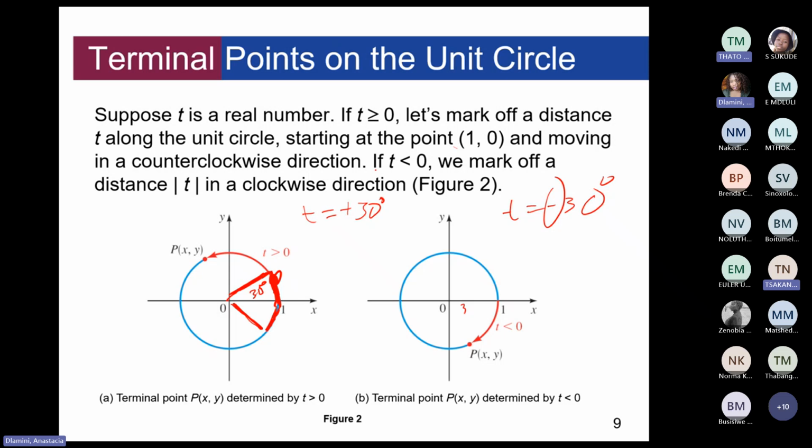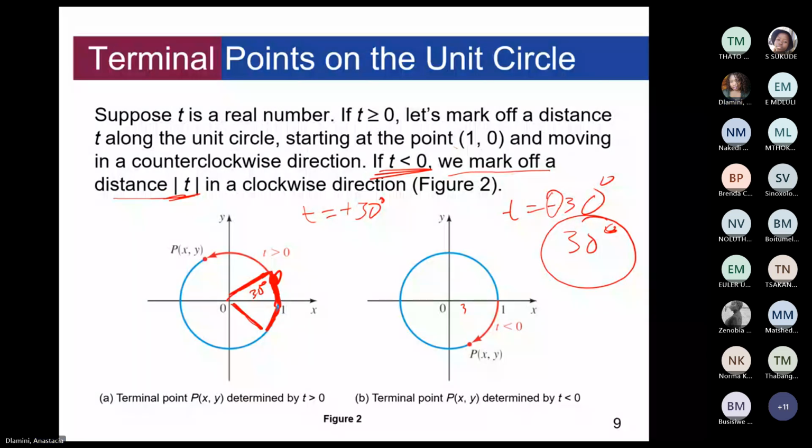So that's why they say here, when t is negative, meaning that t is negative 30, we mark off a positive t, the distance 30 degrees. You can't say I'm moving a distance of negative 30 degrees. This is only showing you a direction, but your distance will be 30 degrees in the clockwise direction. Are we together there? Yes or no? Can I move on? You can move on, ma'am.